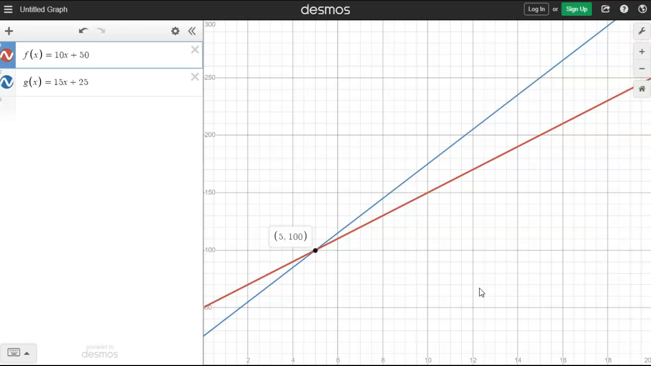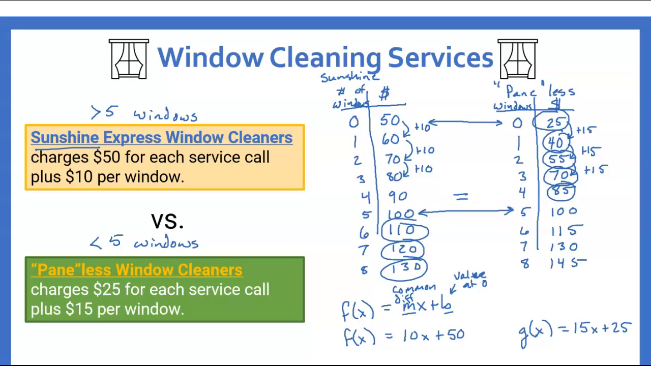For fewer than 5 windows, we're going to want to use Painless. For more than 5 windows, we want to use Sunshine. So great work on that one. We figured out which company we should use. We just need to go count the number of windows on the shed. Let's look at another example.